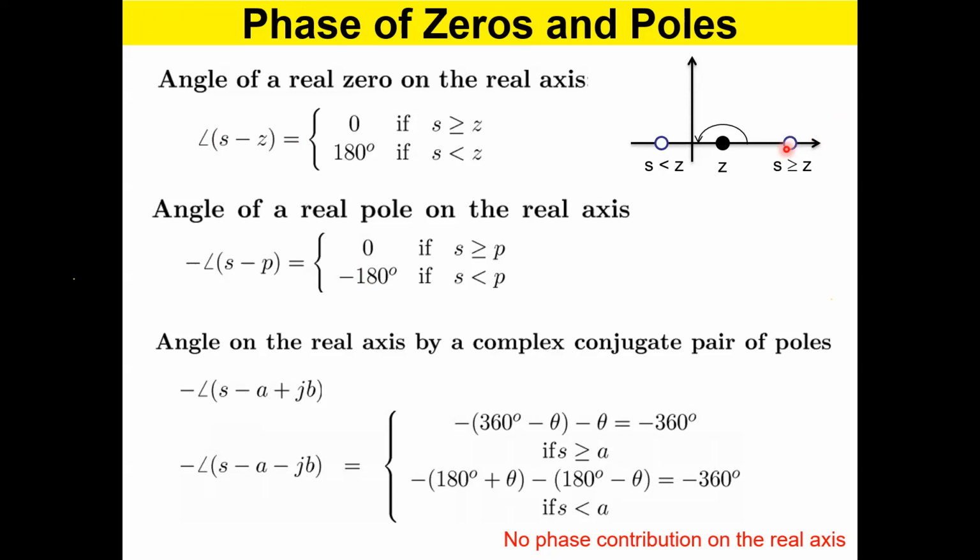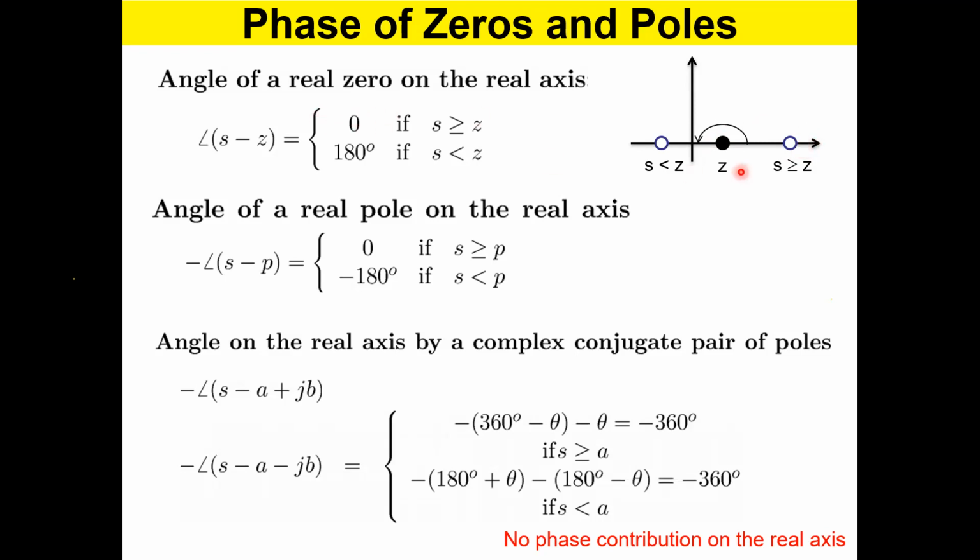Now when I'm here, S minus Z, this is S, this is Z, S minus Z. Put a number here: S equals 10, Z equals 3. 10 minus 3 is 7. 7 is somewhere over here. It's a positive number. So what is the phase? 0. Phase is 0. So if your S is on the real axis and to the right of the zero, it's 0 phase.